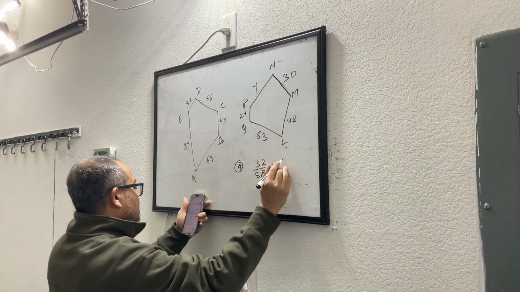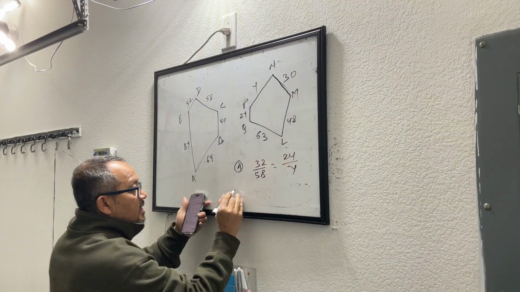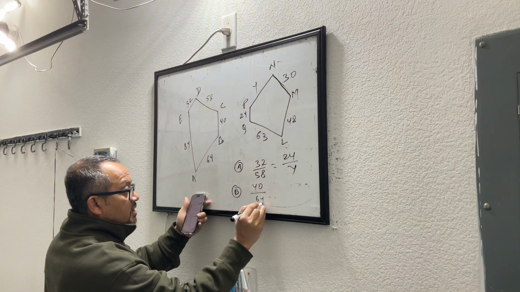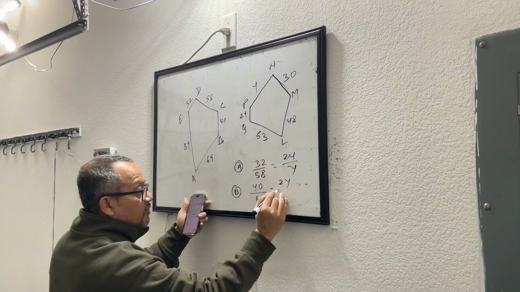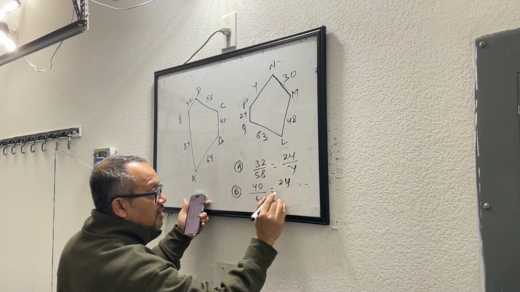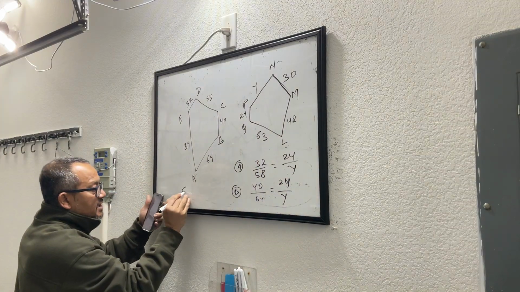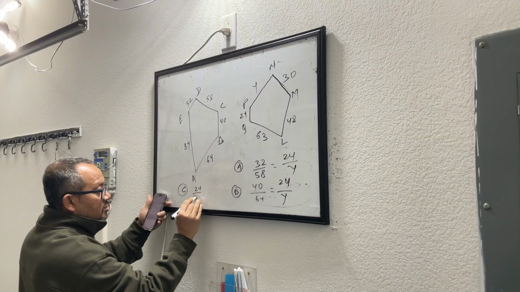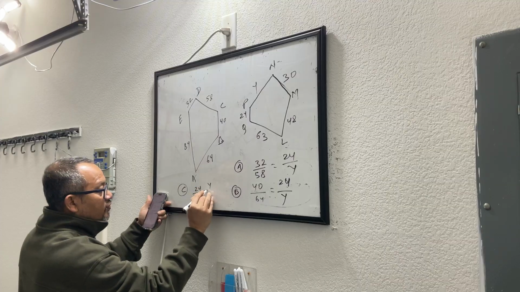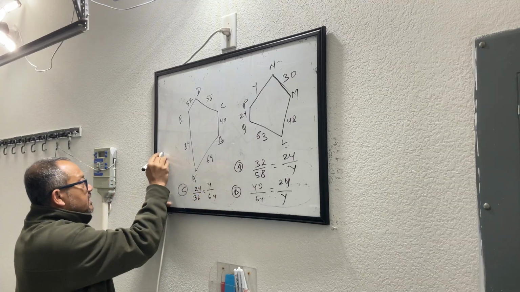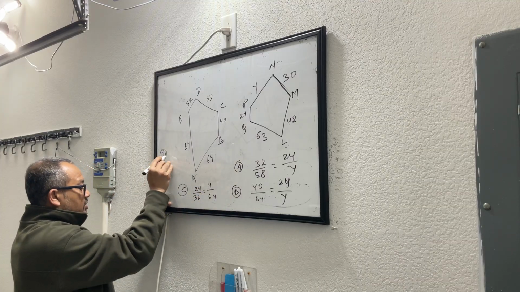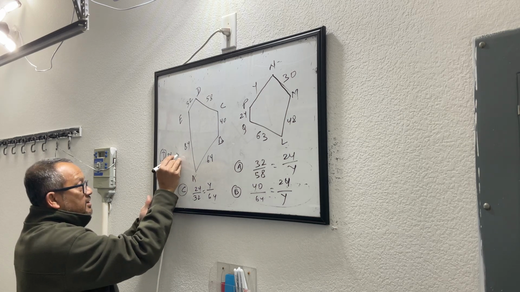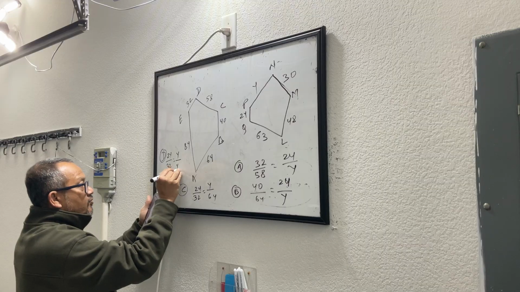Equal to 24 by Y. Option B is 40 over 64 equal to 24 by Y. Option C is 24 over 32 equal to Y over 64. And option D is 24 over 32 equal to Y over 40.